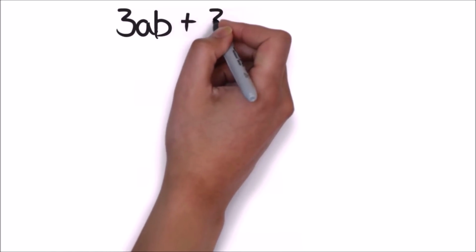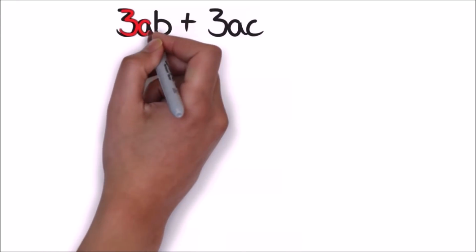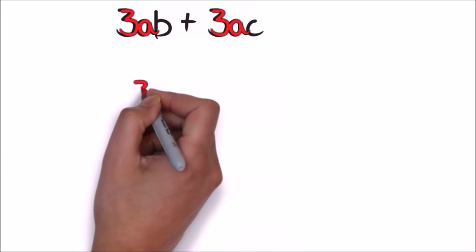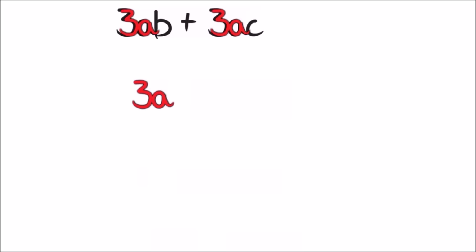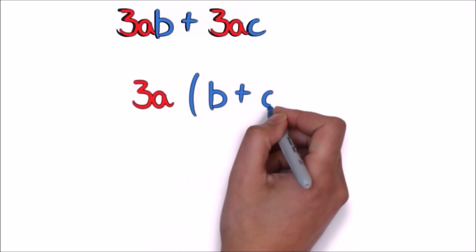3ab plus 3ac. Here, we notice that the 3a is common in both terms, so we can bring the 3a out, and what will be left is b plus c. We put the b plus c in parentheses.